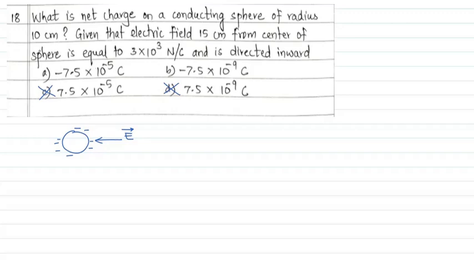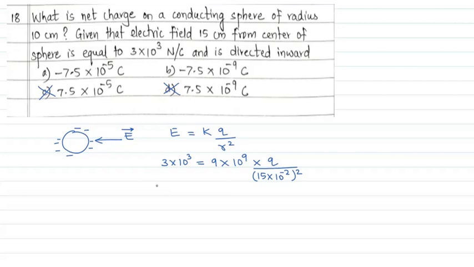Now 15 centimeter means the point is outside the sphere. So if I take the formula E is equal to K Q divided by R square, now I'll substitute. E, the electric field, is 3 into 10 raised to 3. K is 9 into 10 raised to 9. You are required to find Q. R is 15 centimeters, that is 15 into 10 raised to minus 2, bracket square. You have to convert it into meters.